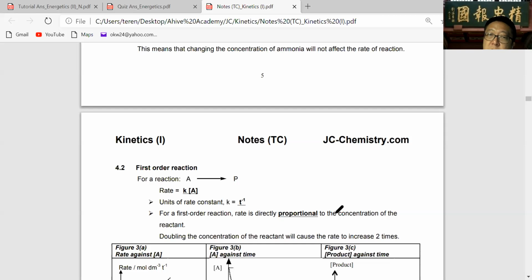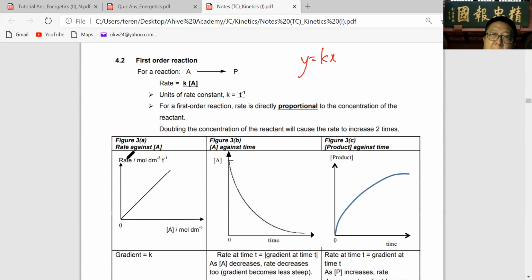Rate is directly proportional to the concentration of the reactant. Okay, so this is your famous curve, y equals kx. Now you can plot y equals kx. So you have your rate against your concentration as a straight line going up. You have done this before in maths. The gradient is k.